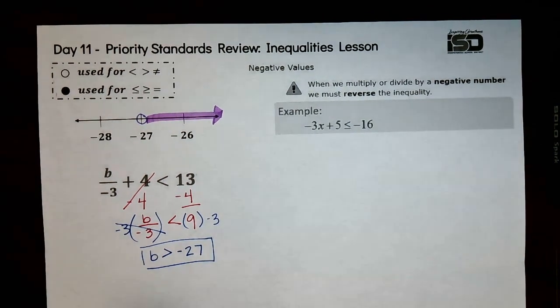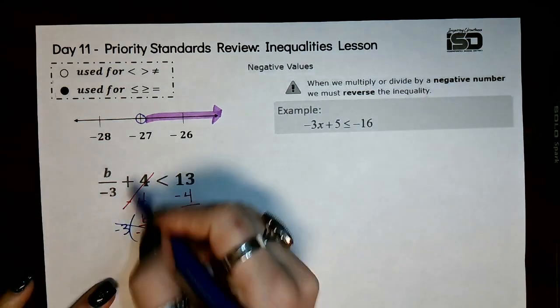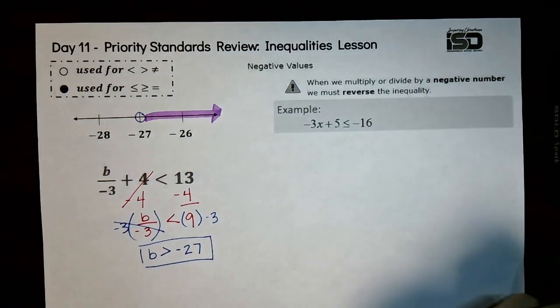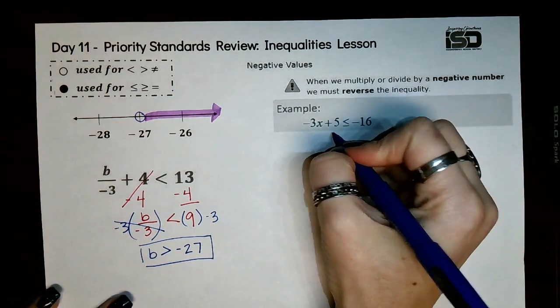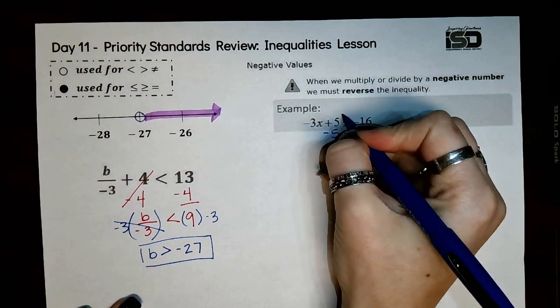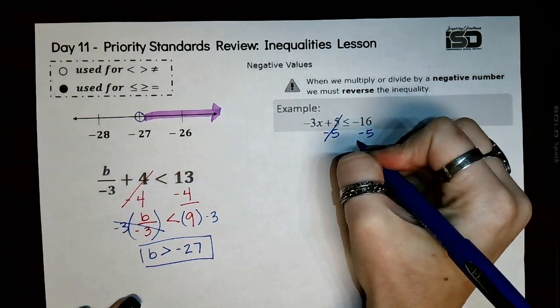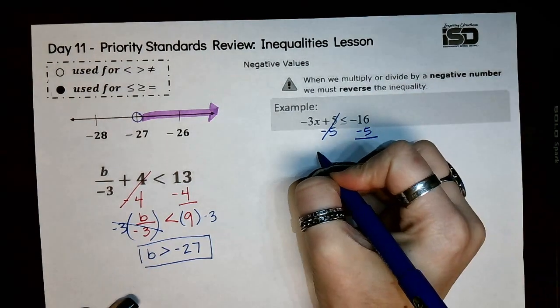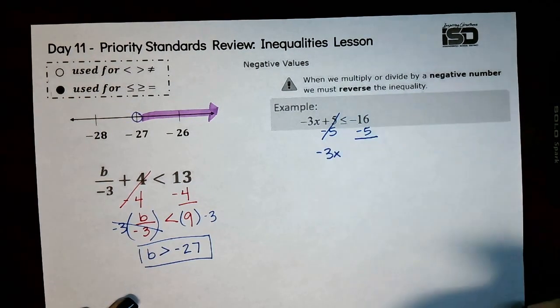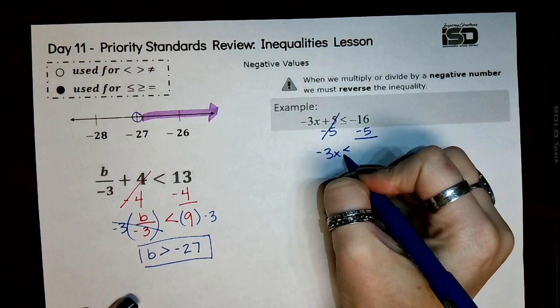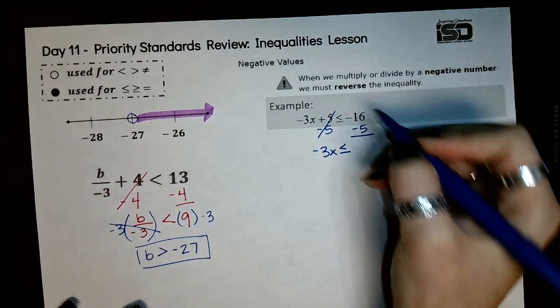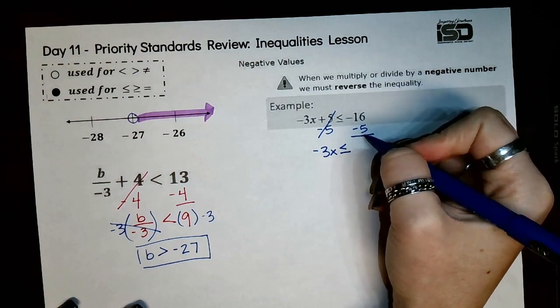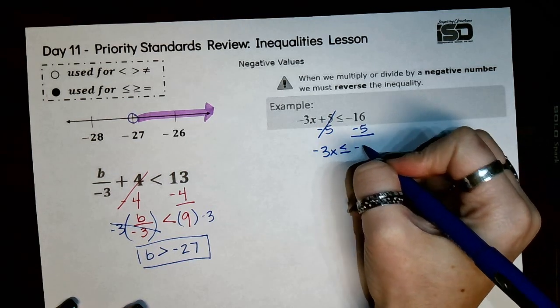Moving now over to this example, we're going to do another one. For this one, our first step, just like here, is to get rid of the constant. So I'm going to subtract 5 on both sides. Now I have negative 3x less than or equal to negative 16 minus 5. That's going to be negative 21.